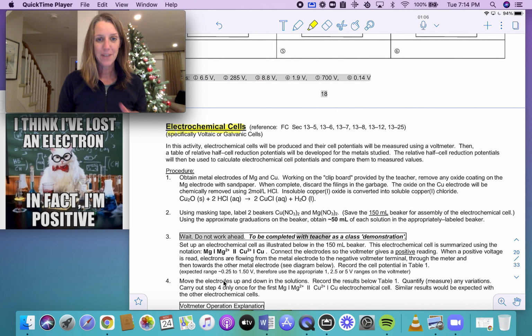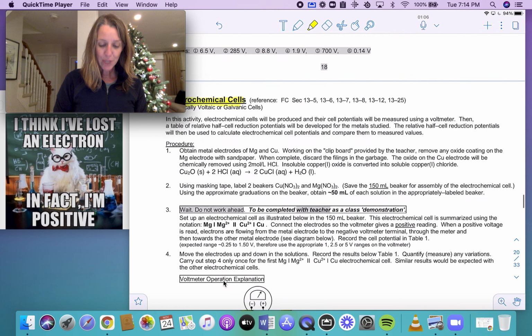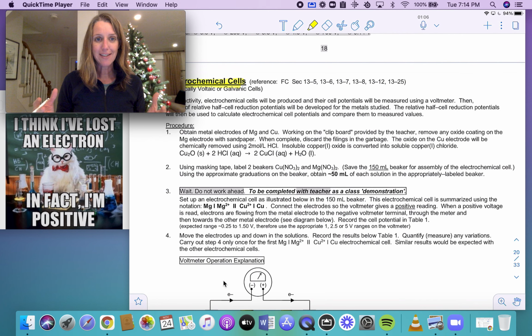Okay, so again, what we're setting up is called an electrochemical cell. It means we're going to produce electricity using a chemical reaction. What kind of chemical reaction? A redox reaction, where it's a coupled reaction, something gets oxidized and something gets reduced. Okay? So for this one, you would be given 6 or 8 different cells to set up in the lab.